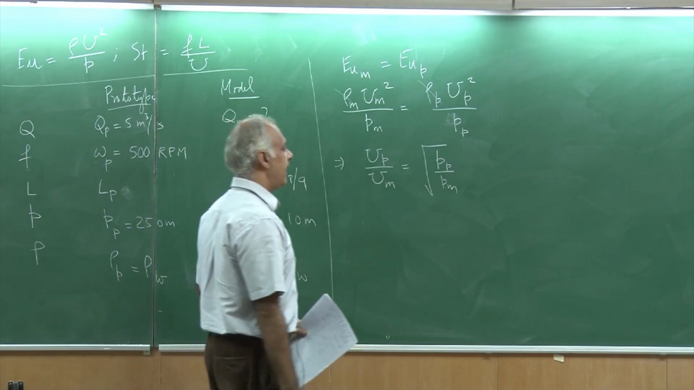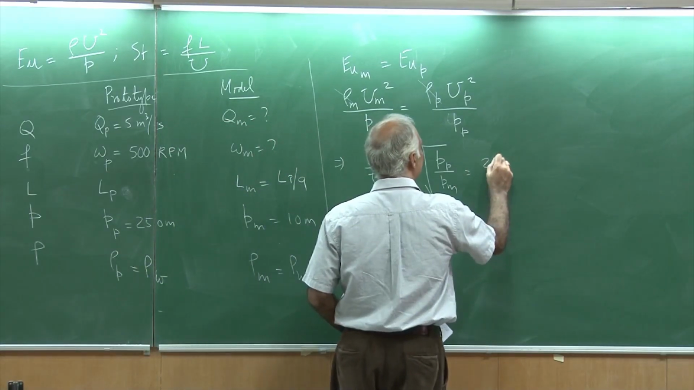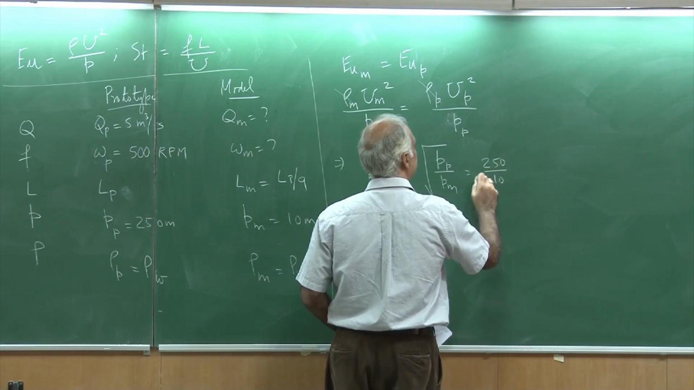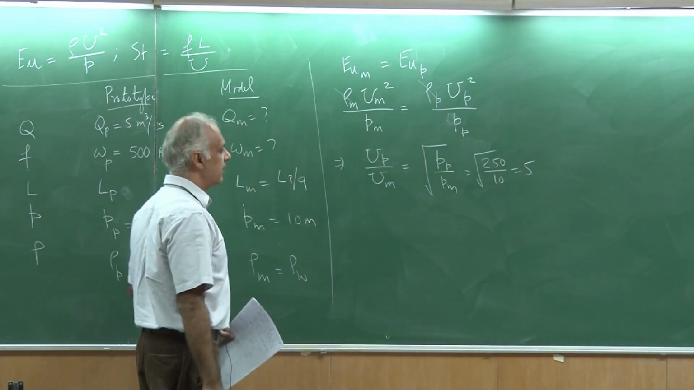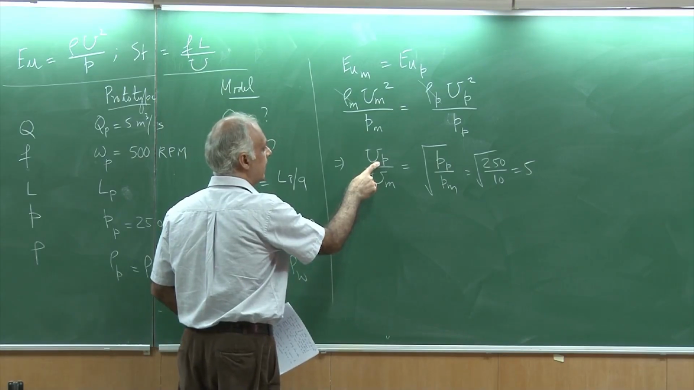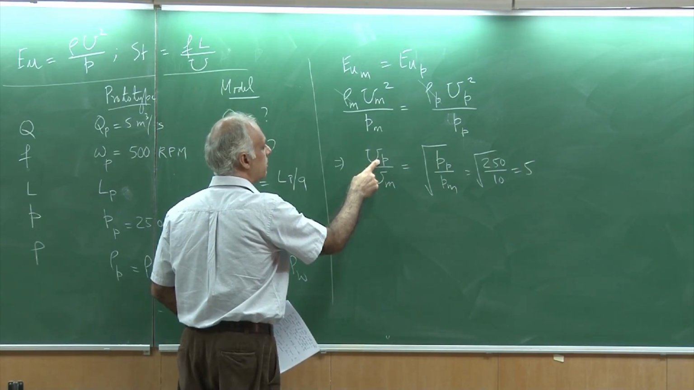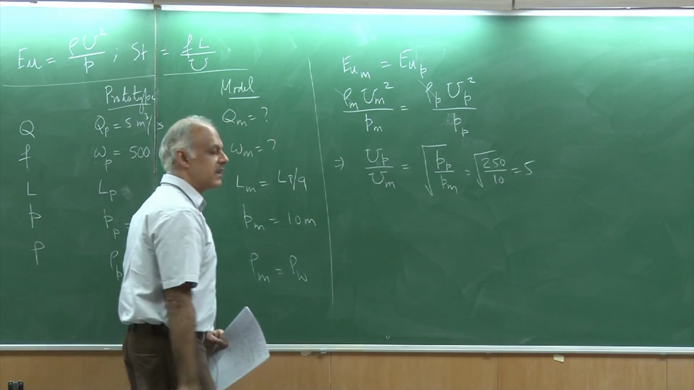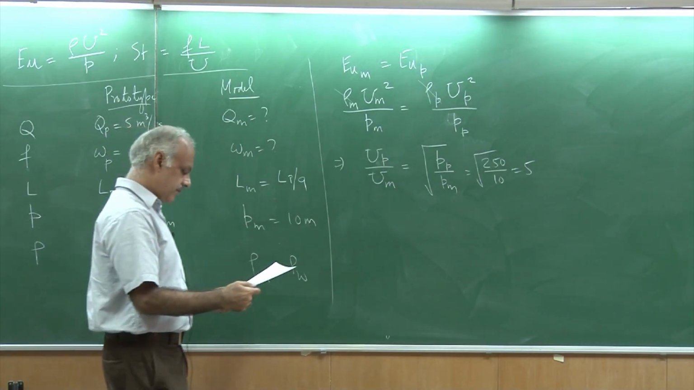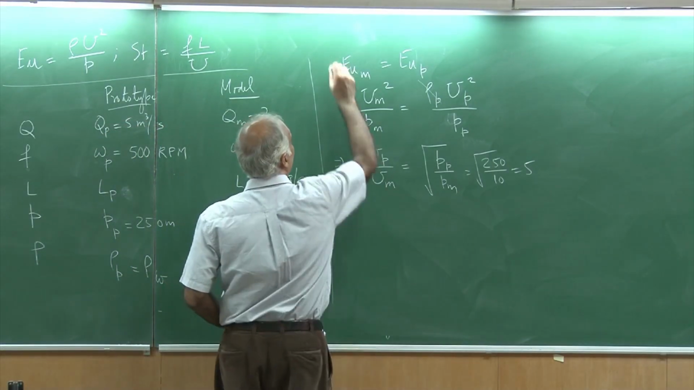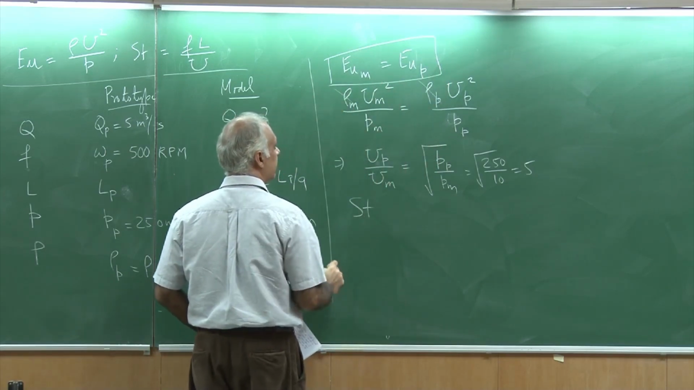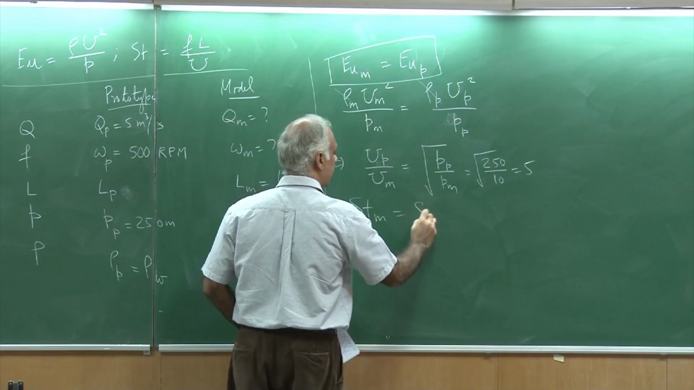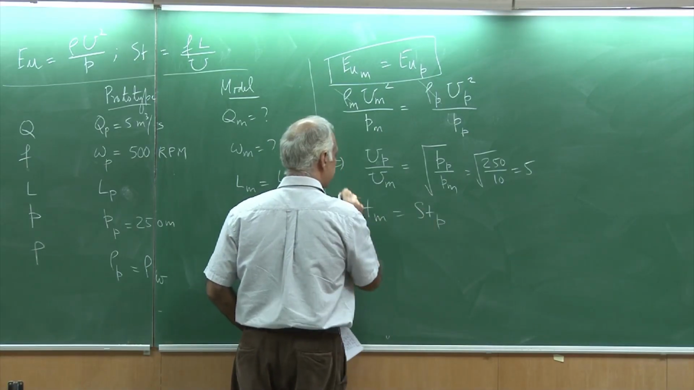And we already know this is 250 meter, this is 10 meter, square root of that. So, I get a number 5. So, the velocity for the prototype is actually 5 times that of the model. Great.